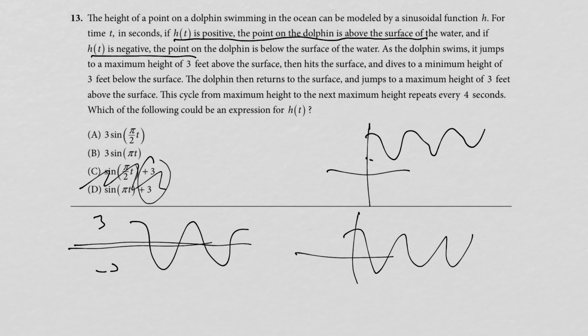The cycle repeats every 4 seconds. So if the period is 4 seconds, 2 pi over 4 is the b value, which is pi over 2, which is why the answer is choice A.